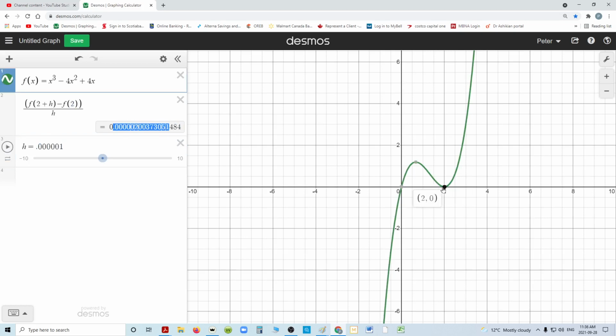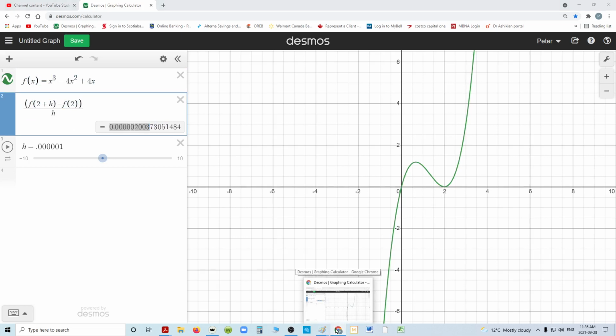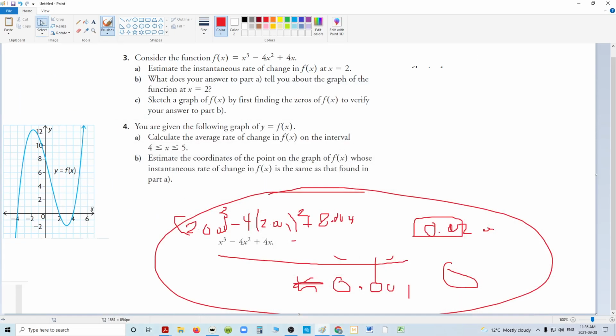It also shows me the graph, and I can see why that's 0 there. But you can use this tool to verify your answers, or you can do it by hand. You can do the little cheat method I gave you, but use the tools at hand. You'll learn faster.